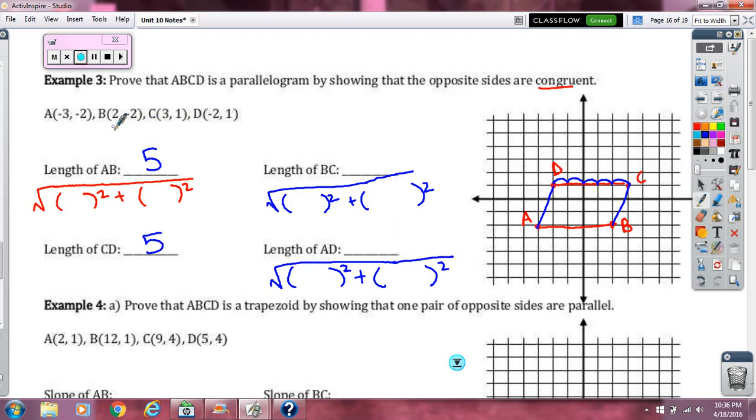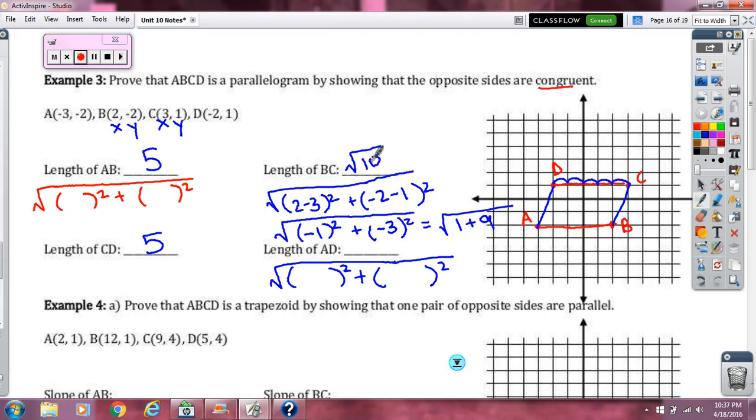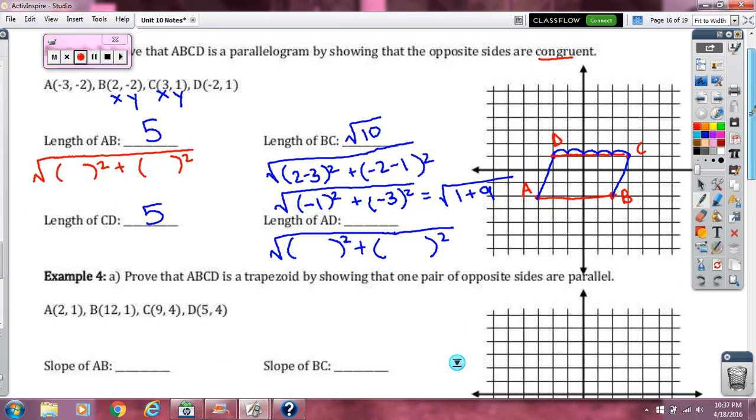So my first set of parentheses are going to be x minus x, so 2 minus 3, and the next set will be y minus y. So that's going to be -2 minus 1. And what we need to be really super careful about here is when I do 2 minus 3 and get -1 and square it, and -3 and square it, I should only get positive answers underneath that square root, because negative times a negative is a positive, so that -1 squared is really just 1, that -3 squared is really 9, and then BC is square root of 10. Guaranteed you're going to get the exact same thing for AD, but I'll leave that part up to you.